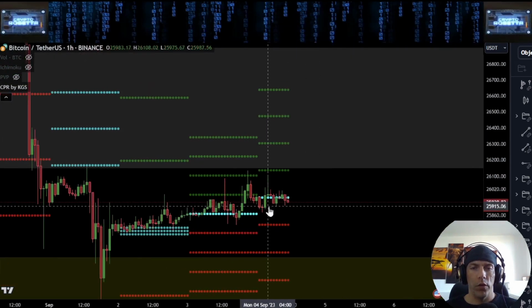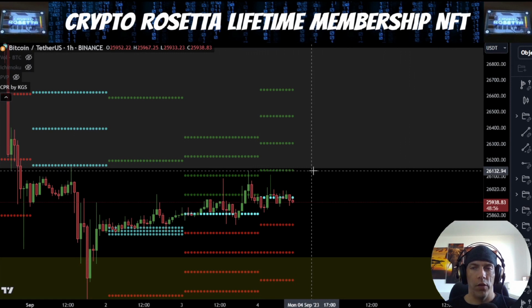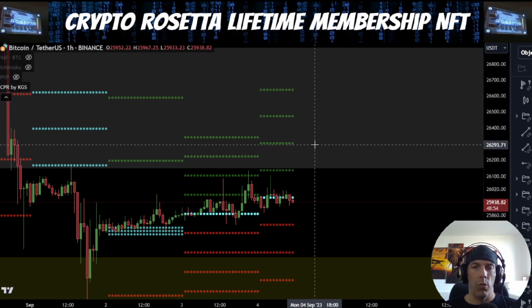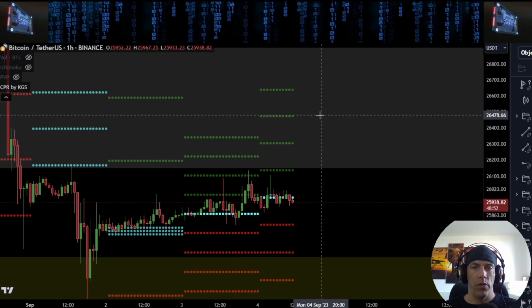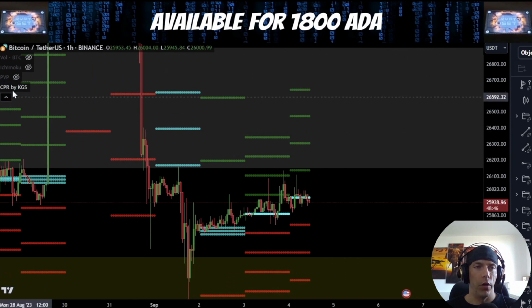If, however, we start to see price finding support above this line, we could see price look to actually test out some of these higher zones, 26,132, 26,306, 26,470, and this 26,641 as possible upside targets for today.